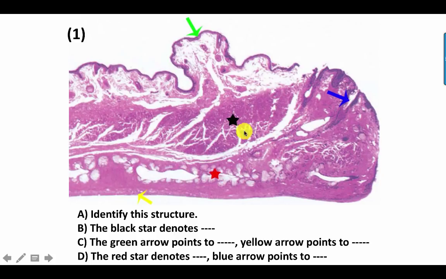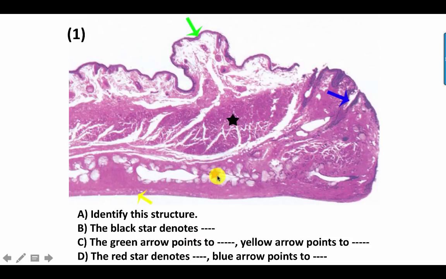Now, the structure, it is the eyelid. The black star denotes the skeletal muscle, which is called orbicularis oculi. And here we have the green arrow for the skin and the yellow arrow for the palpebral conjunctiva, which, of course, you know, is formed of stratified columnar epithelium with goblet cells.